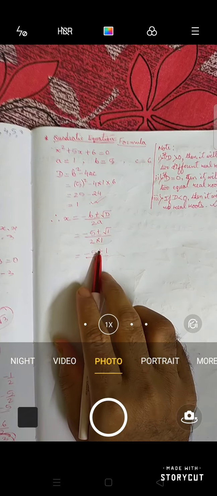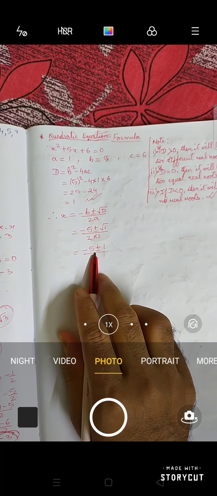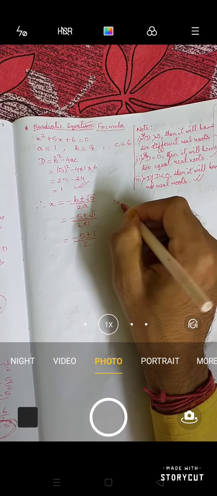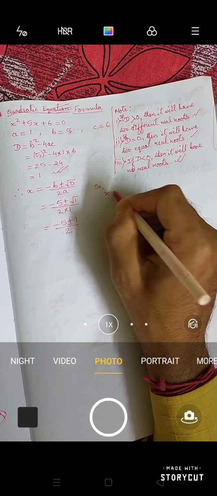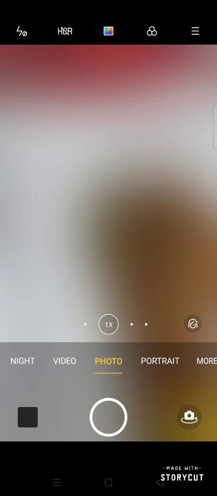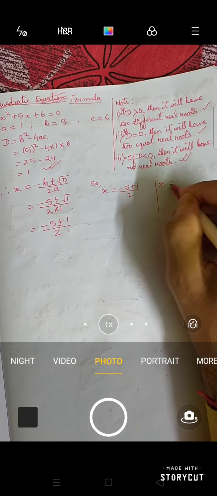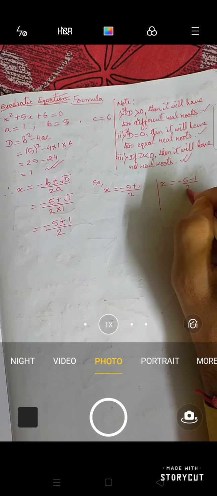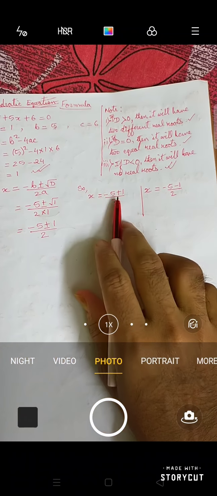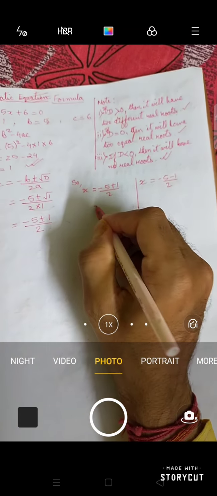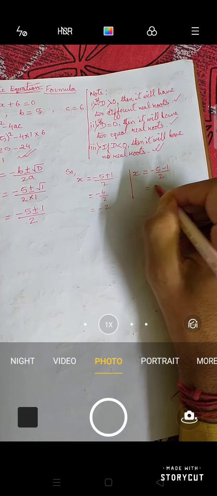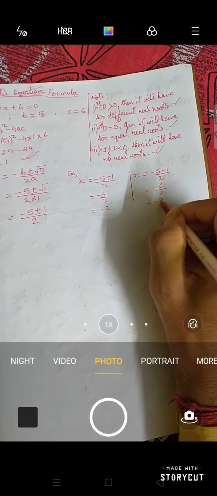Now you can see here you are having plus minus, that means once you have to take it plus, next time you have to take minus. So x is equal to minus 5 plus 1 by 2, once I have taken plus, and next time x is equal to minus 5 minus 1 by 2. Once I have taken plus, next time I have taken minus. Now this will be minus 4 by 2 equals minus 2, and this will become minus 6 by 2 equals minus 3. Any problem?